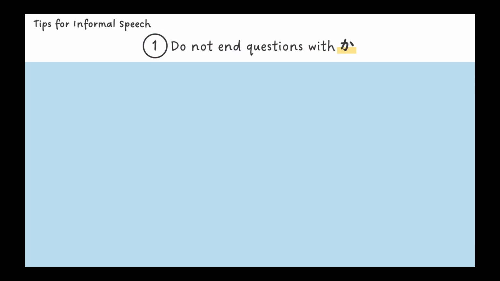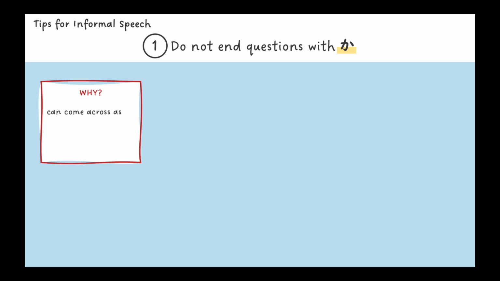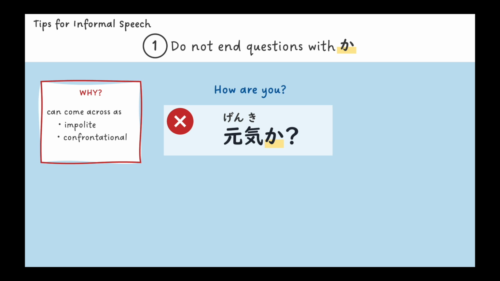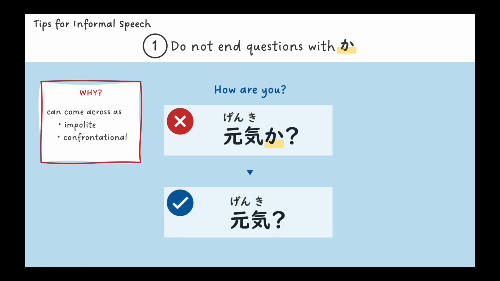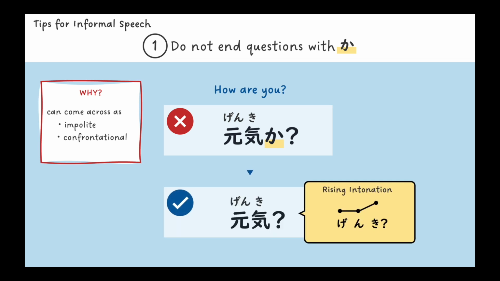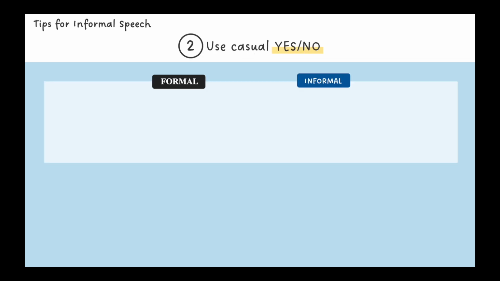First, let's talk about the tip of not ending questions with か. In informal speech using the short form, it's best to avoid using か at the end of a question. This is because using か in informal speech can come across as impolite or confrontational. For example, instead of saying 元気か for how are you, we simply say 元気 with a rising intonation. 元気?